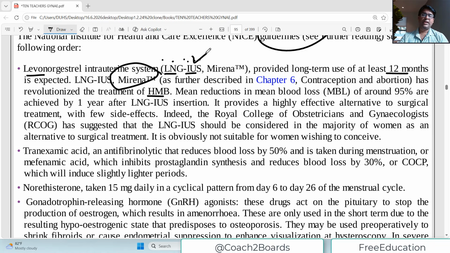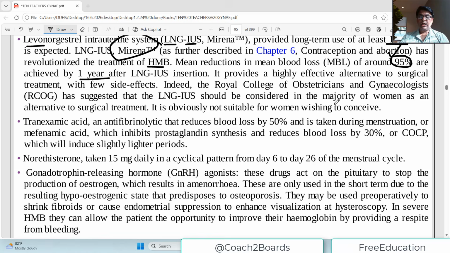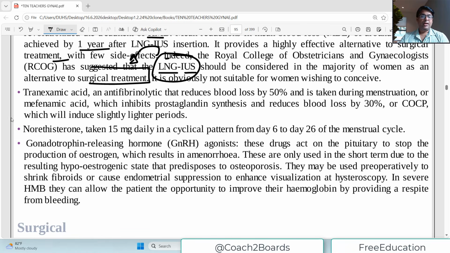So it's a very routinely and very successfully used drug. Mean reductions in blood loss of around 95% are achieved by 1 year. So that's a remarkable achievement, right? It provides a highly effective alternative to surgical treatment with few side effects, obviously. Indeed, the Royal College of OBGYN has suggested that LNG-IUS should be considered in the majority of women as an alternative to surgical treatment. It is such an important treatment that it is being considered as opposed to surgery.